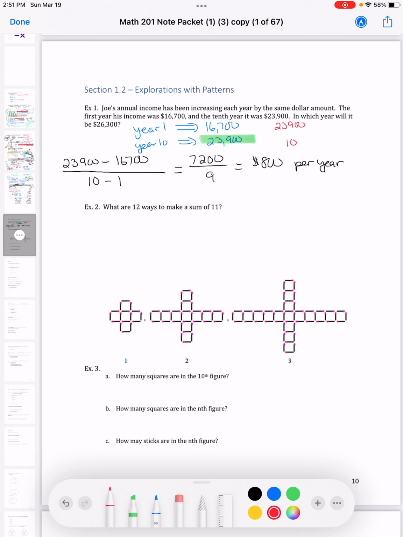Now I'm going to add 800 to that. And that's going to give me $24,700. That's year 11. And I'm going to keep adding 800. Add another 800. That gives me $25,500. That was year 12. I'm going to add 800 more, and that's going to give me $26,300. And that would be year 13. So I just kept adding 800 until I reached the magic number that we were asked to stop at. And I just kept count of what year it was. So that was year 13.